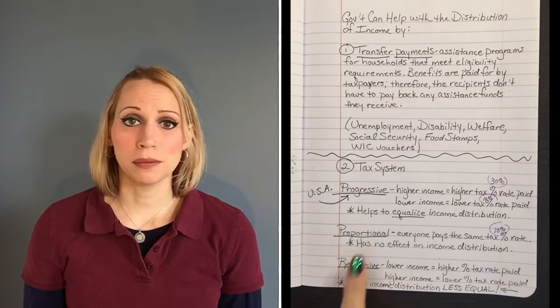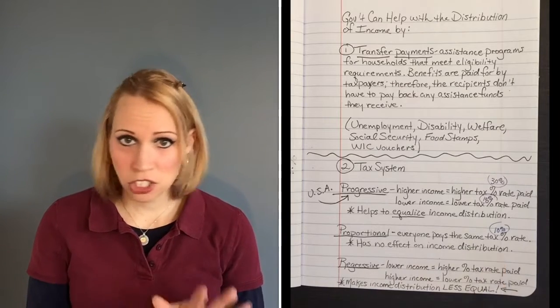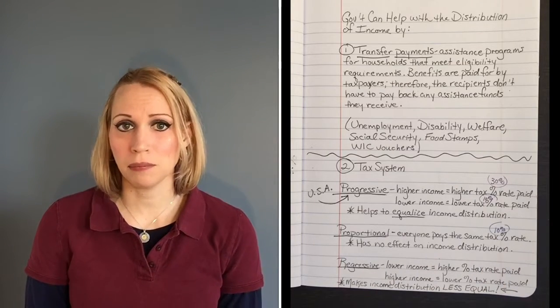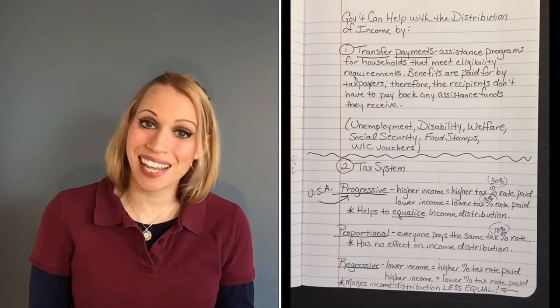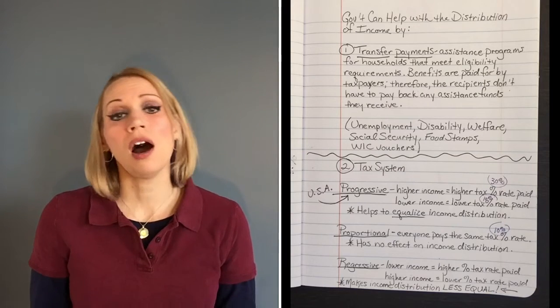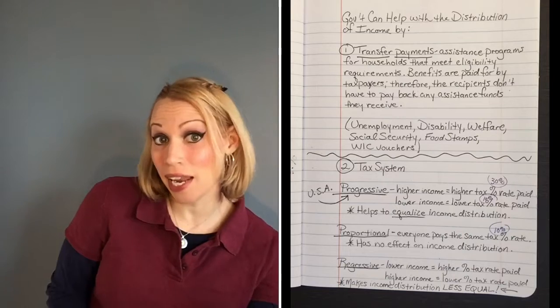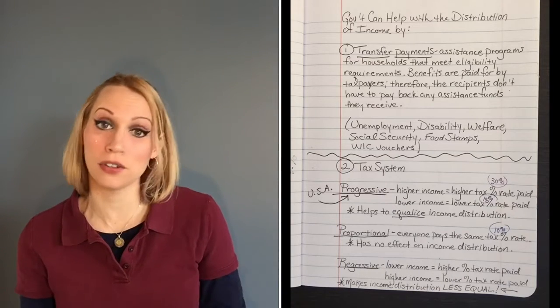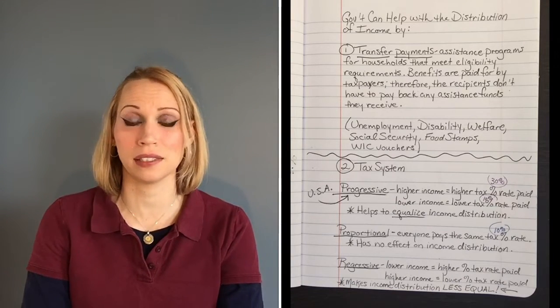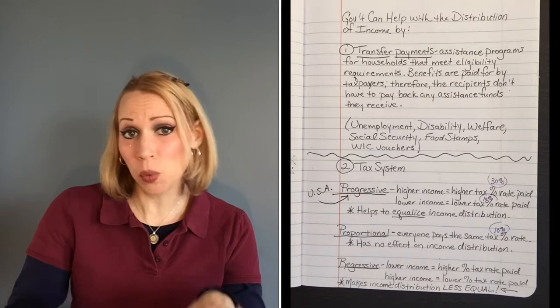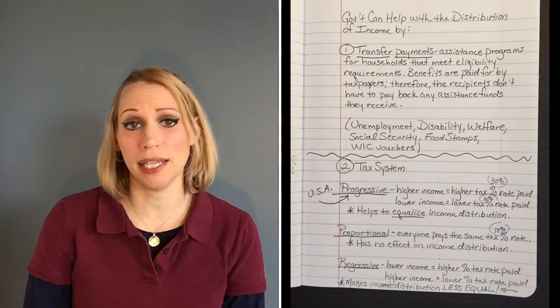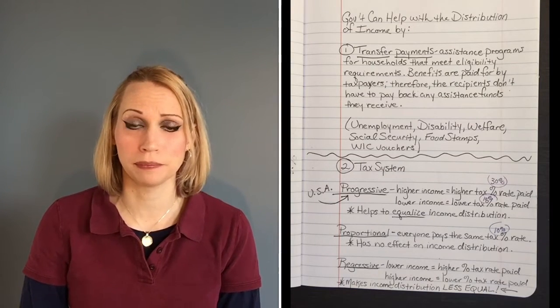Proportional tax systems would not change the level of income inequality because everybody's paying the same percentage of their income. So nobody's getting taxed any greater percentage than any other group. So a proportional tax system would not have an equalizing effect on the income inequality in a country.